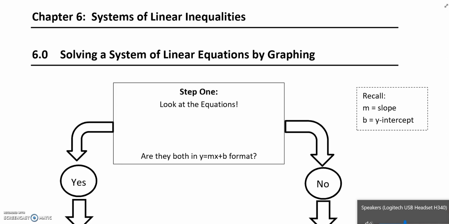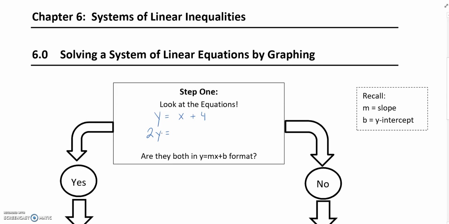The system we're going to be looking at today is y equals x plus 4 and 2y is equal to x plus 3. Now, step 1, looking at our equations, you ask yourself, are they both in the y equals mx plus b format? Mx plus b can be rearranged, but you do want to isolate that y. The reason why we like it in the mx plus b format is that we can recognize some of the properties that we've learned previously.